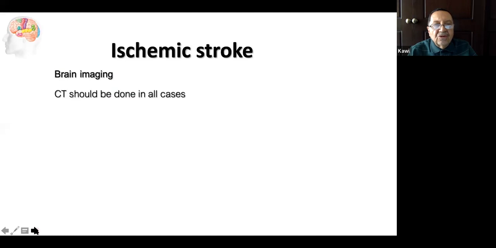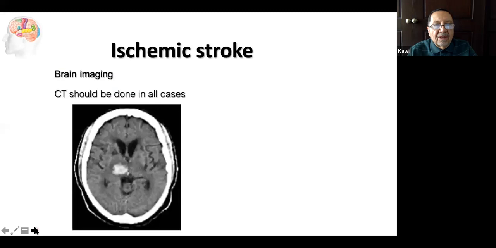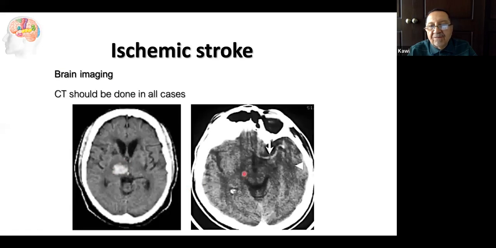Acute treatment for the stroke requires brain imaging, and CT should be done in all cases. Why? Because we don't want to give thrombolysis in a case where there is bleeding, because we can cause that bleeding to worsen. So what we see, we may not see the infarction, or we may see the infarction and we see a hyperdense middle cerebral, indicating that there is occlusion of that.